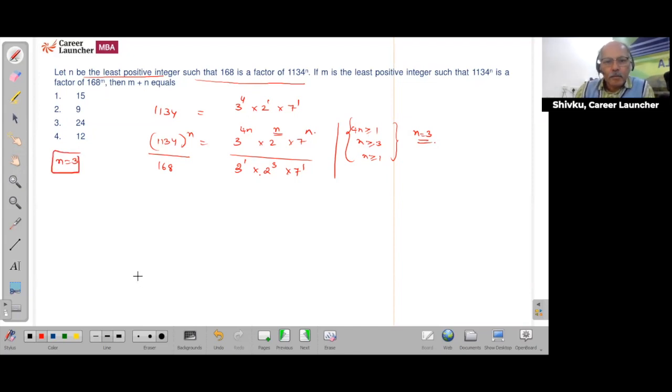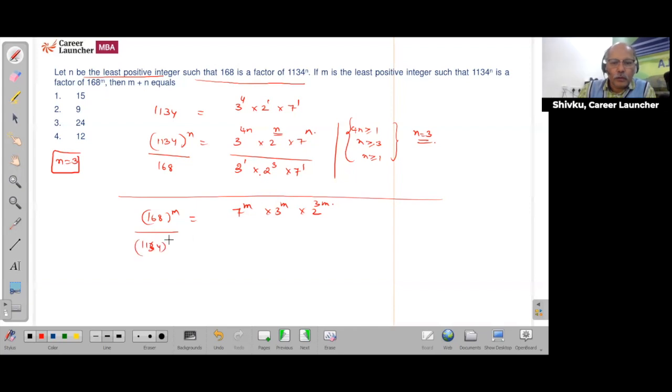Okay. Now, let's look at the second part of it. m is the least positive integer such that 1134 to the power of n is a factor of 168 to the power of m. So if I have 168 to the power of m, we are talking about 7 to the power of m into 3 to the power of m into 2 to the power of 3m. And we're talking about 1134 to the power of n. We have already seen that that value would be equal to 7 to the power of n into 3 to the power of 4n into 2 to the power of n.